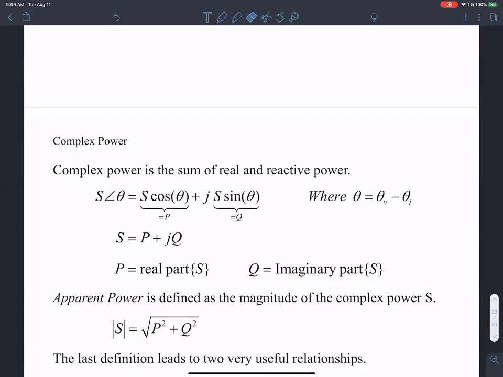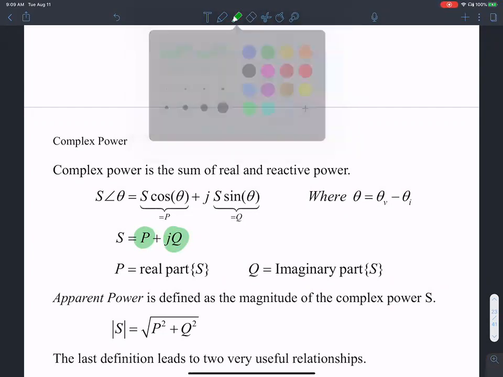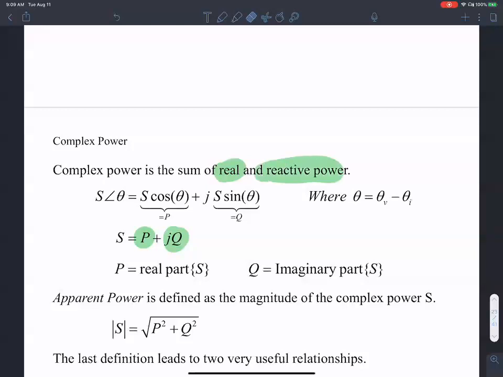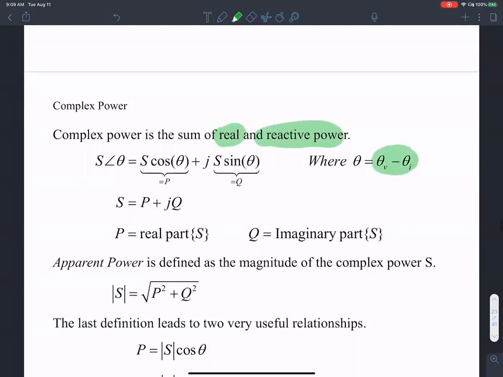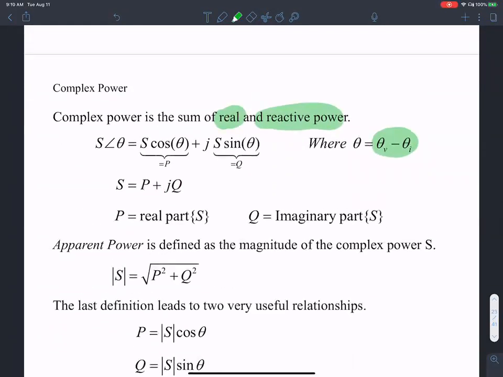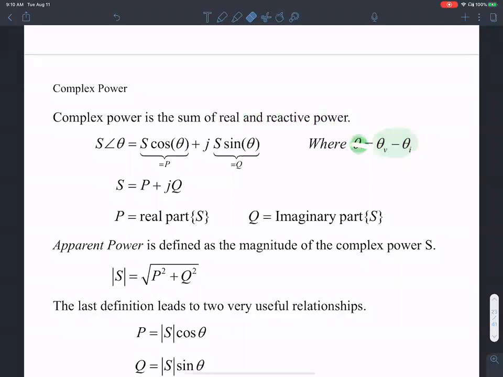So the complex power is simply P plus jQ. The complex power is the sum of real and reactive power. This term, theta V minus theta I, I call it theta. So S is cosine of theta V minus theta I plus j sine of theta V minus theta I, and S is called the complex power.